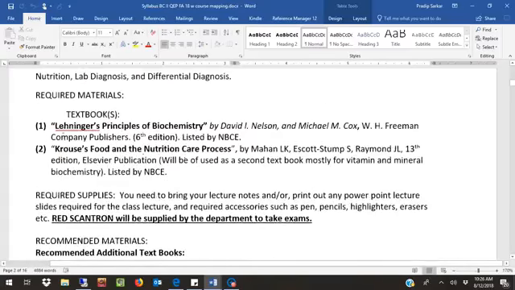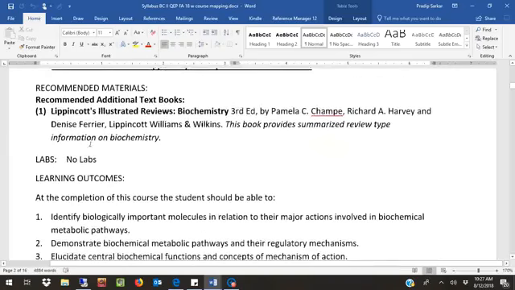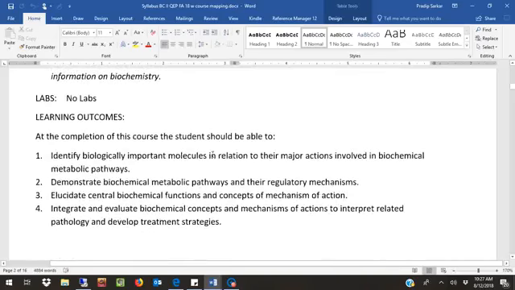Our required textbook still remains Lehninger's Principles of Biochemistry, and the second textbook we need is Krause's Food and Nutrition Care Process. The second textbook is required for the vitamin and mineral section that we are going to talk about here. We have the Scantron as usual. The department will supply that for you to take your exams. There is a nice recommended textbook, Lippincott's Illustrated Reviews: Biochemistry, which is an important one. That's a nice review here.